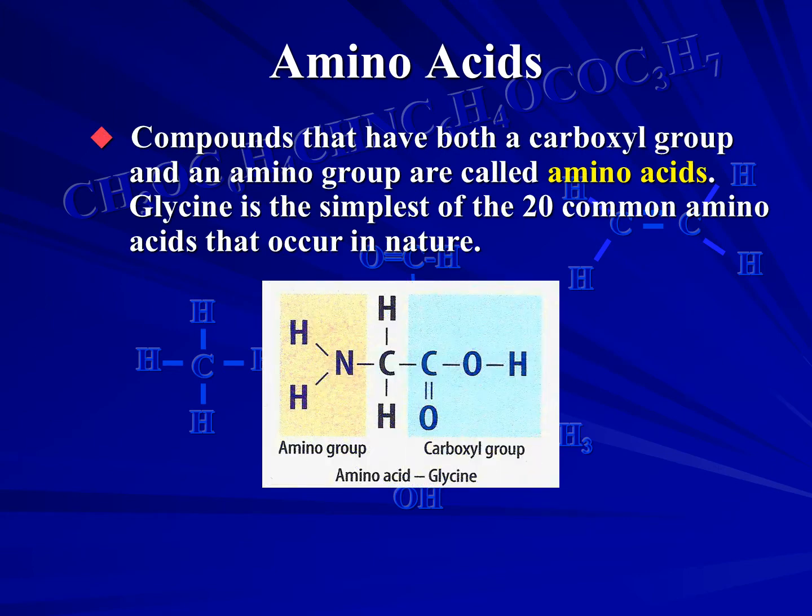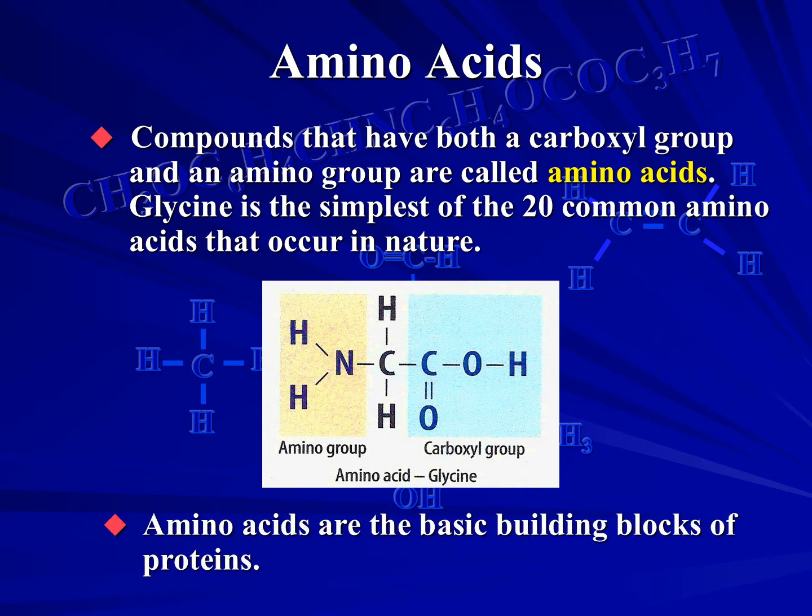Compounds that have both a carboxyl group and an amino group are called amino acids. Glycine is the simplest of the 20 common amino acids that occur in nature. Amino acids are the basic building blocks of proteins.